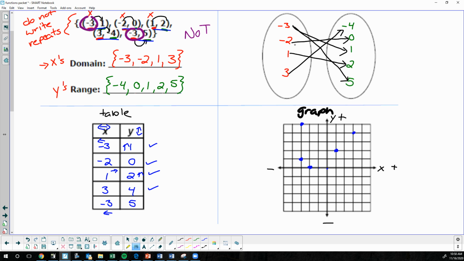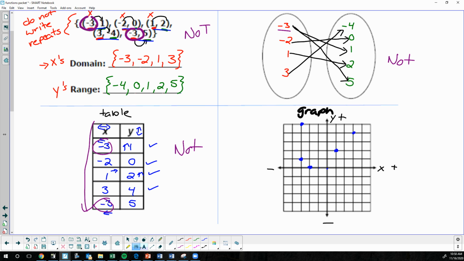Okay, mapping diagram right here. We have 2 arrows coming out of the -3. It is not a function. The table is the same as the points. We look down the x, and we have 2 -3s. That makes it not a function.